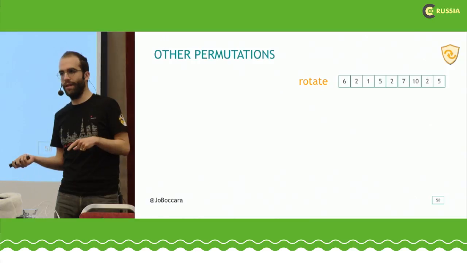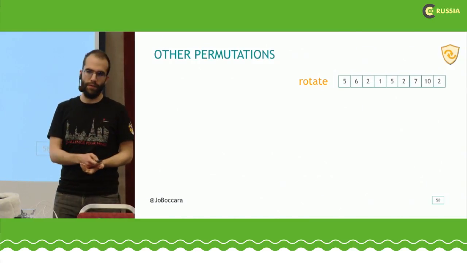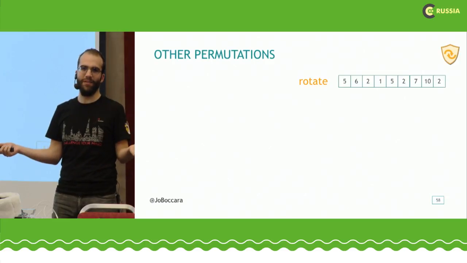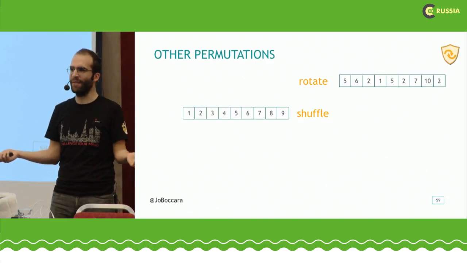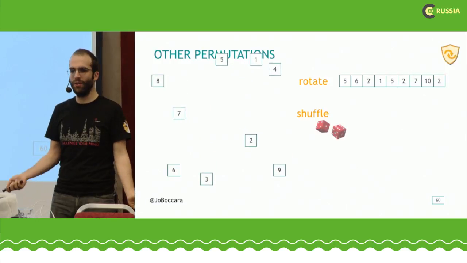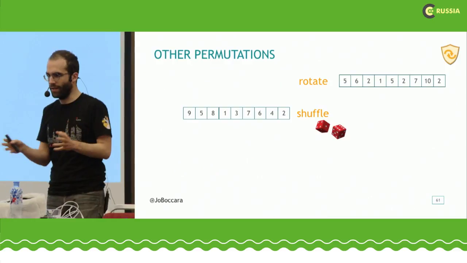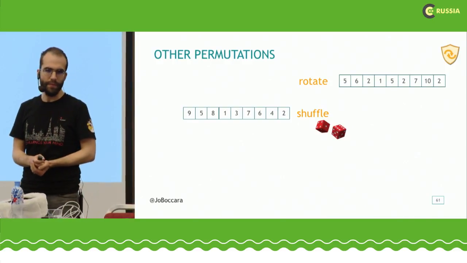So the elements at the back go up to the front. Okay. Now, another way to change the order of the elements of a collection is to change it randomly, right? And that's what shuffle does. So you pass it a random number generator, and it would rearrange the collection randomly.